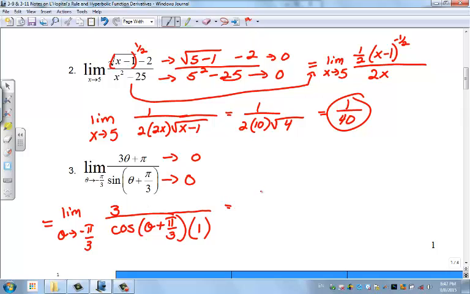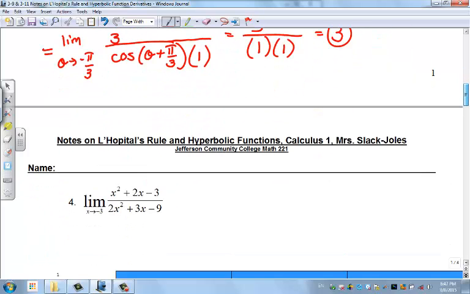So this is equal to 3 over cosine of negative pi over 3 plus pi over 3. Well, that's cosine of 0, and cosine of 0 is equal to 1. So this is 3 over 1 times 1, which is 3. Done. Let's look at the next one.